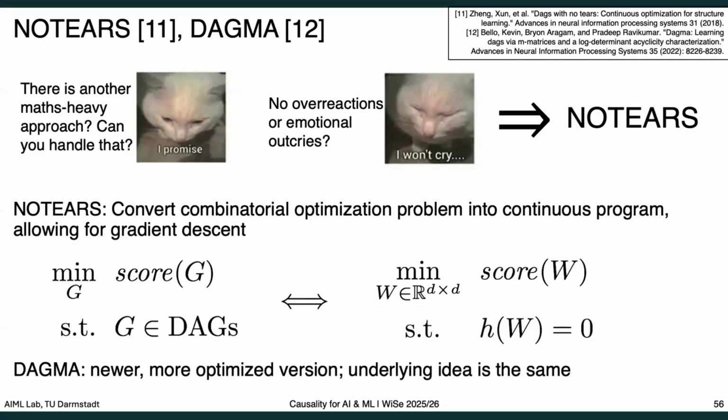And just so you've heard of that, Dagma is now a newer version of that. So NOTEARS from 2018, Dagma from 2022. It does some things differently, like the mathematical details on how this is achieved, but the underlying idea is the same.